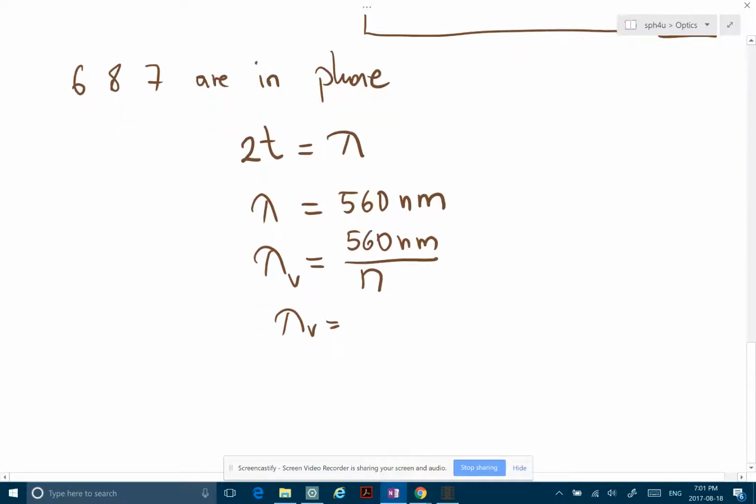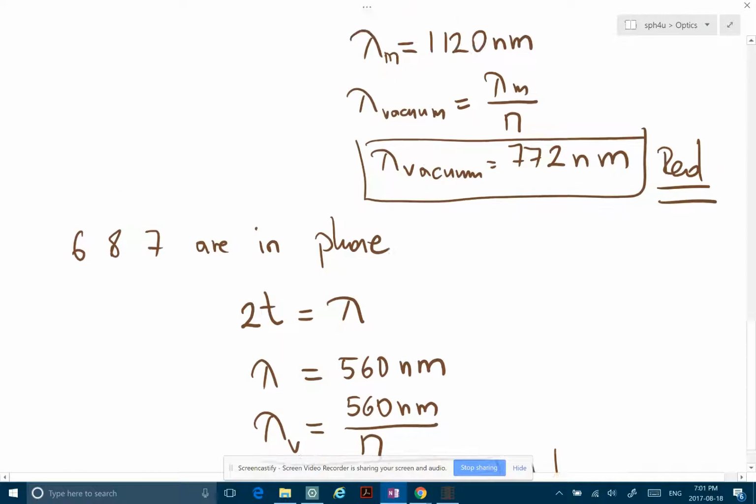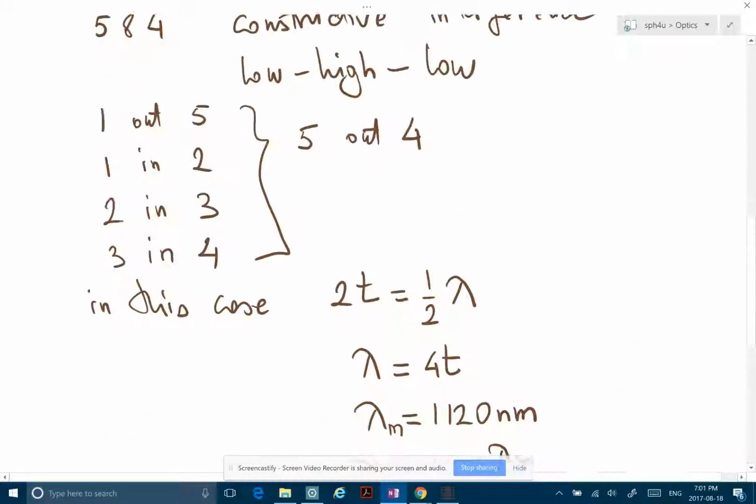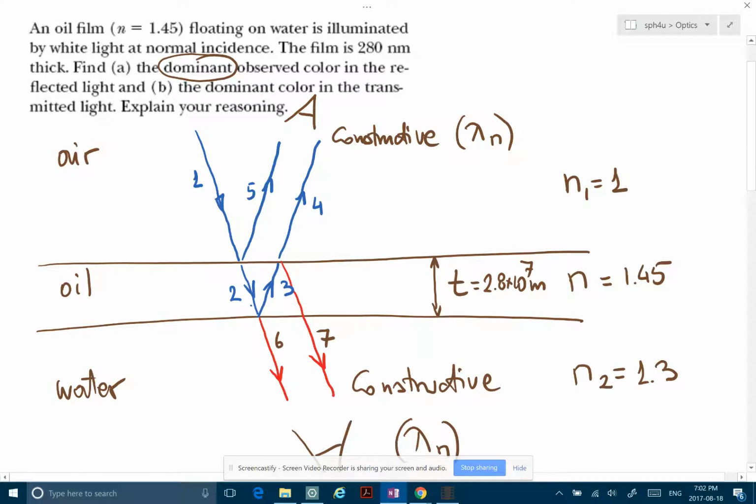That is 386 nanometers, which is more toward blue, as we would expect. Okay, so this is a somewhat long question about thin film interference.